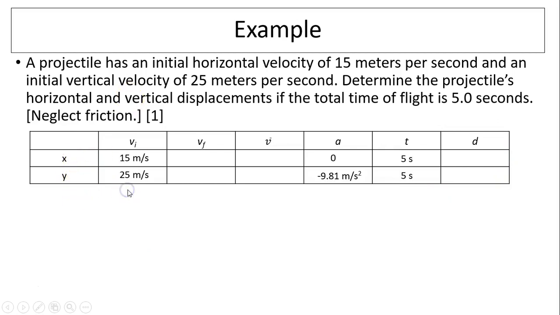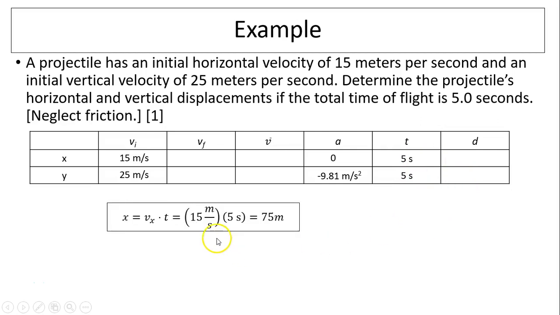Then you write down what you know. This is horizontal 15, vertical 25 initial velocity. You also always know the acceleration. In the horizontal direction, it is 0. In the vertical direction, it is negative 9.81. Another thing you know is the time. Horizontal and vertical always have the same time.